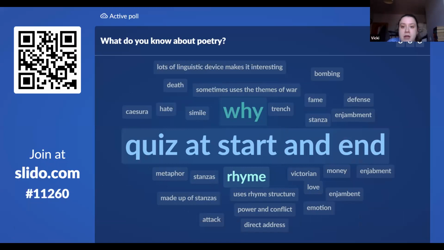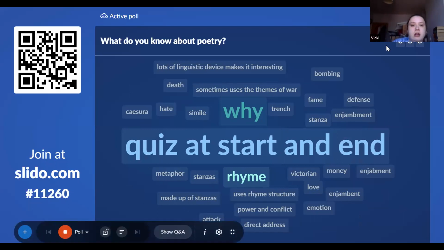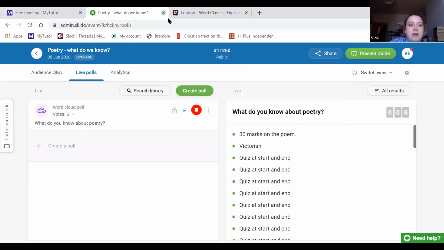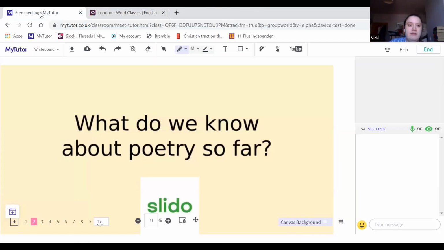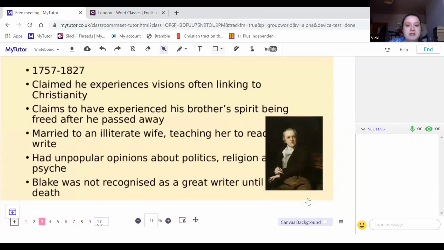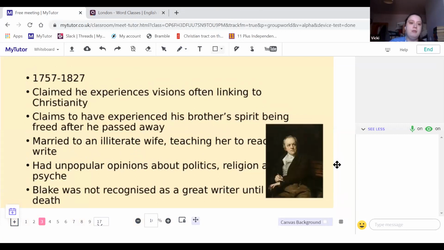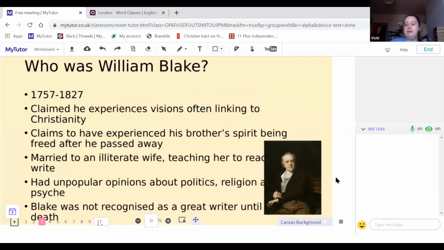Right, fabulous. We've got lots of things going on there, so I'm going to close that one down. Right, so let's have a crack at London then. So, came up with absolutely loads of stuff there. Right, so Blake is a super interesting man, really interesting. His dates there are 1757 to 1827. So he lived quite long for that time period.